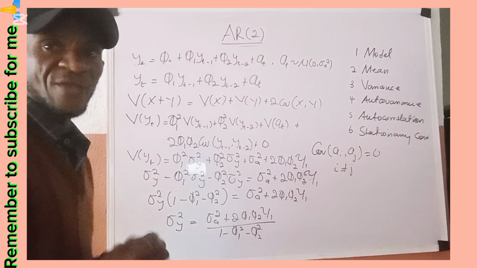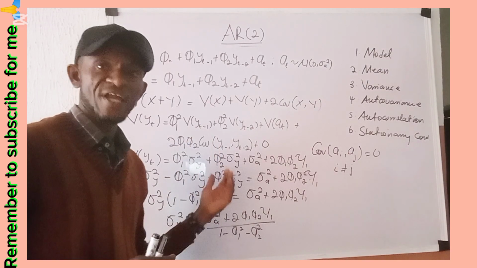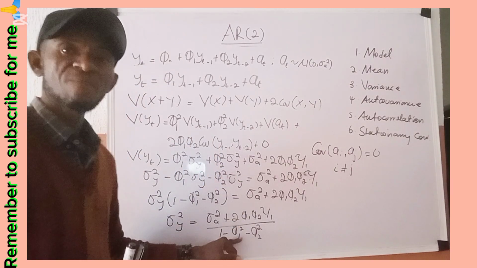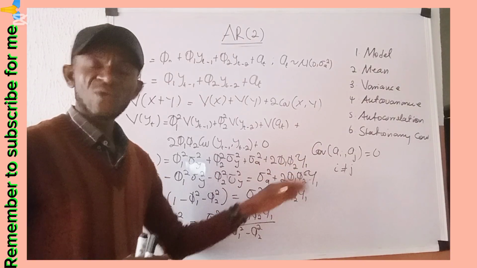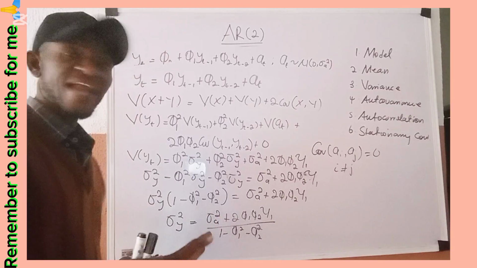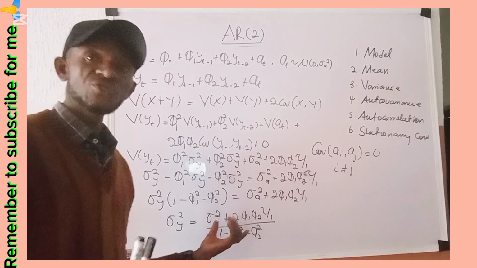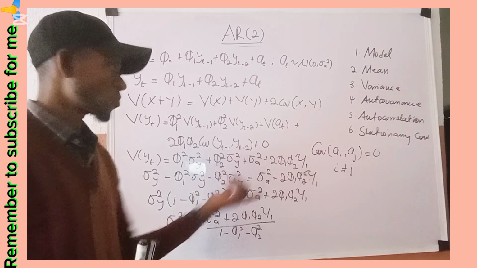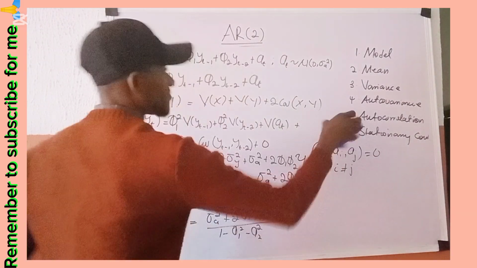So one can be required to show that the variance of an AR of order 2 model can be given as this. However, there are other variations that you can see in a textbook still talking about the variance of an AR of order 2 model. Of course, I am going to show that here in case you run into one. Permit me to clean this place.